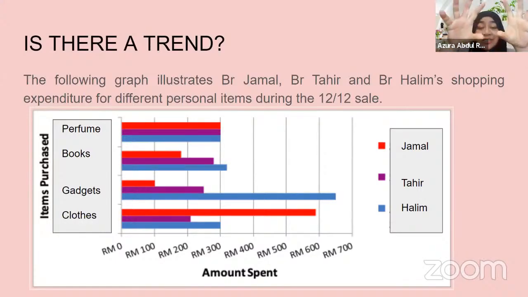So you can actually just talk about these two things when it comes to data analysis. You don't have to write about all four items here. Because if you write about who bought perfume, who bought books, who bought gadgets, who bought clothes, that's too many things to talk about. So the focus here can be on the data which is very similar, in this case perfume, or the data which is obviously very different, which is the gadgets.